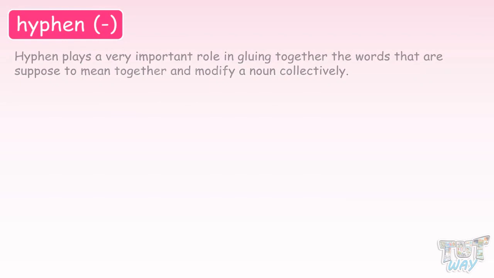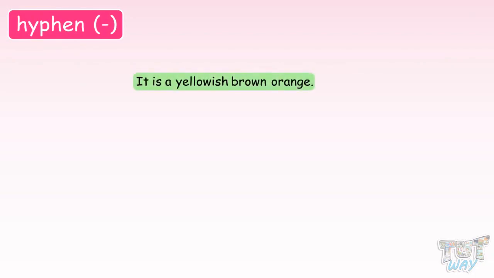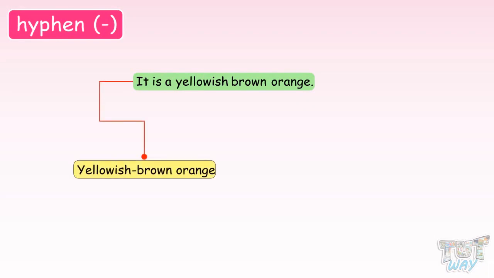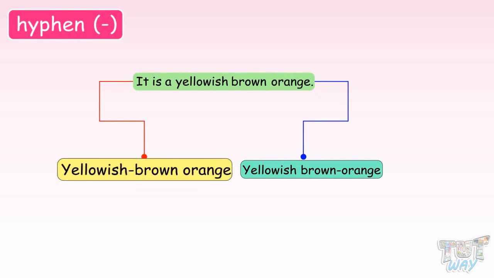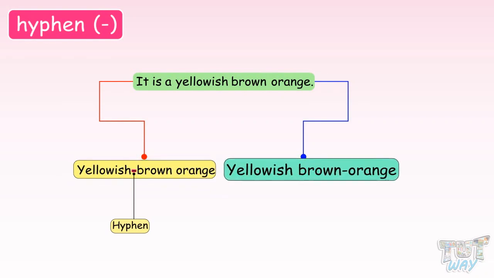Here we have another interesting example. It is a yellowish brown orange. No hyphen is there. So what is the meaning of this sentence? We are talking about a yellowish-brown orange or a yellowish brown-orange. So there is ambiguity. If it's a yellowish-brown orange, you need to have a hyphen between yellowish and brown. If it's a yellowish brown-orange, you need a hyphen between brown and orange.